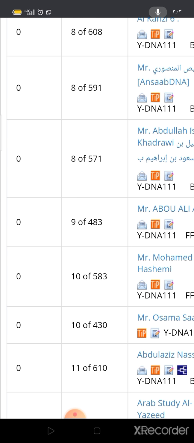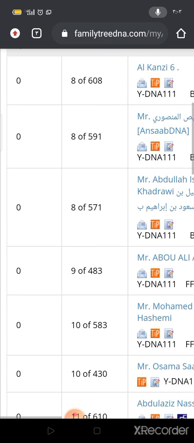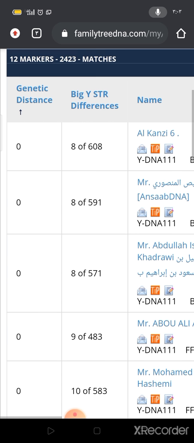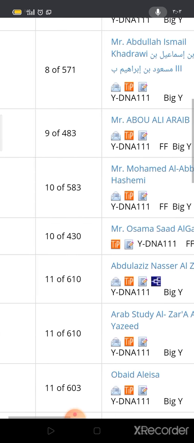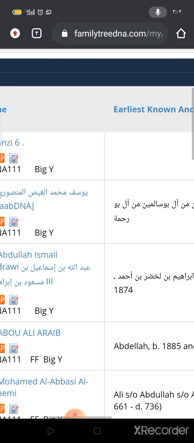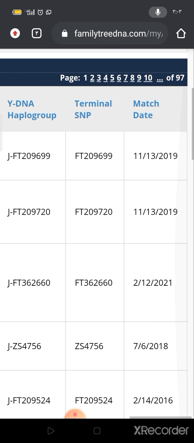This can also give you a general idea about the heritage of the paternal line of the tester. So here we have 12 markers, 2,423 matches. Most of them are Arabs. You can see here.